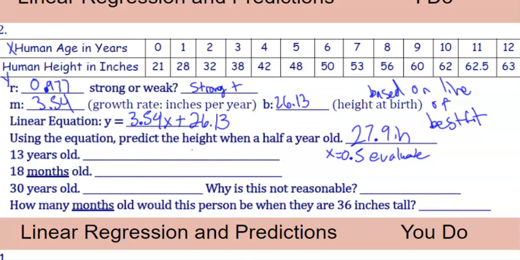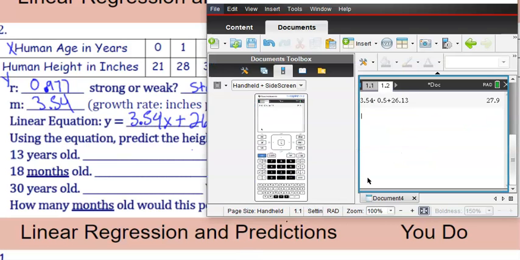Okay, now it says 13 years old, so we're going to do the same thing, except for now, instead of putting 0.5, we're going to put 13. So you could just click up and highlight what you had originally, press enter, and now you can edit what you've already inputted. So you don't have to input the whole thing again. 72.15.